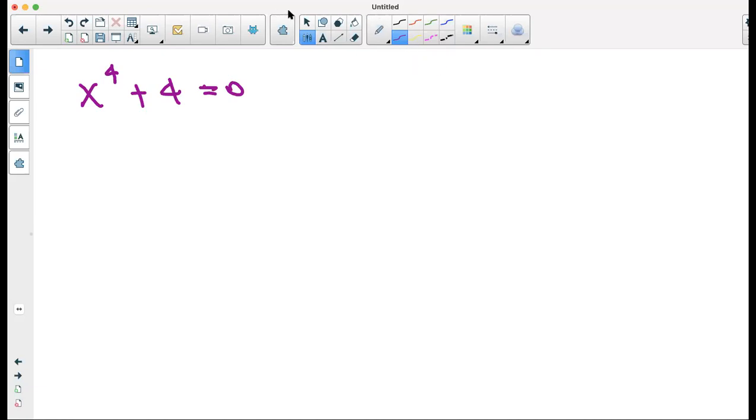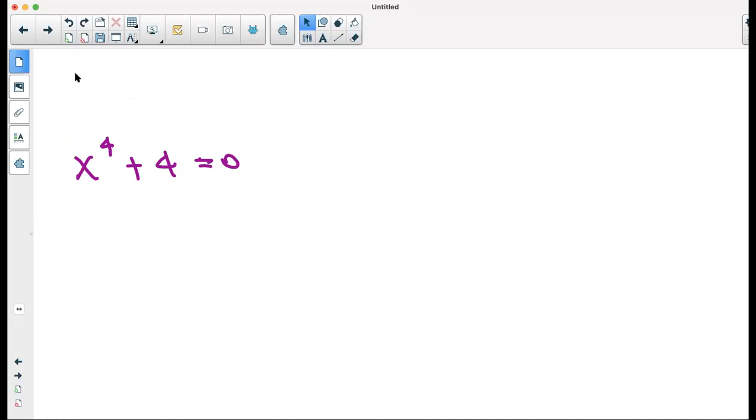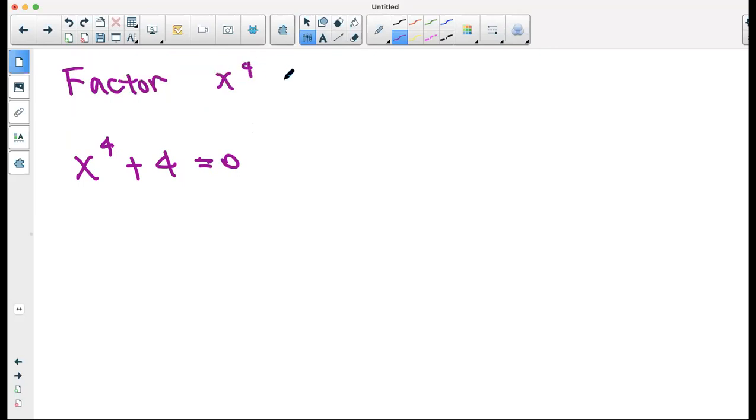Actually, my original question is this. It's not this equation, but rather, my original question is: factor x to the 4th plus 4. That's my original question, and I'll be using this one. Is that clear, guys? How do you factor x to the 4th power plus 4?